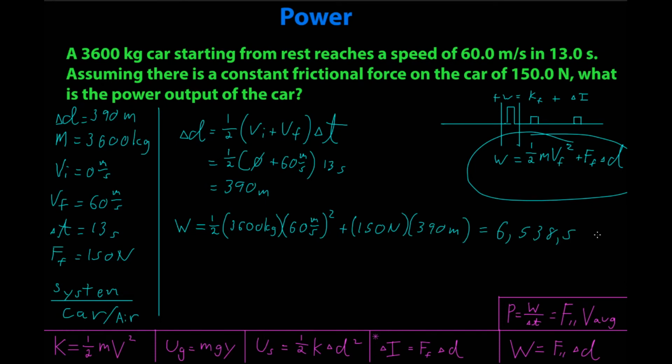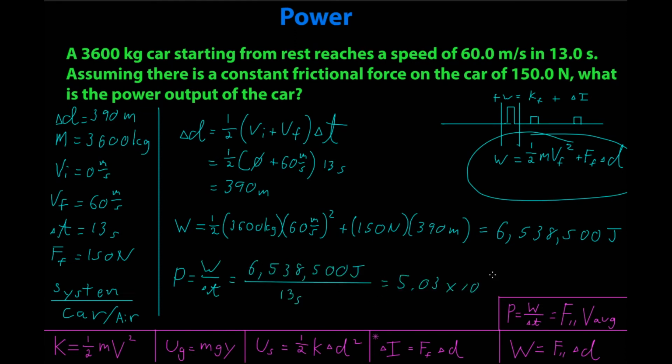I will now do this: 1/2 times 3,600 kilograms times (60 meters per second) squared plus 150 newtons times 390 meters. This gives me 6,538,500 joules because it's still work. Power is work over time, so this big number over 13 seconds gives me 5.03 times 10 to the 5th watts, or joules per second.